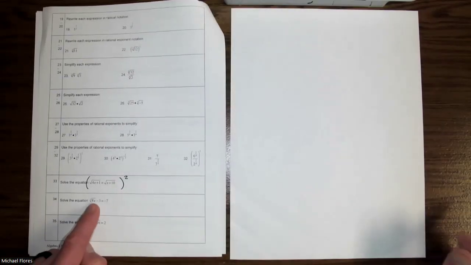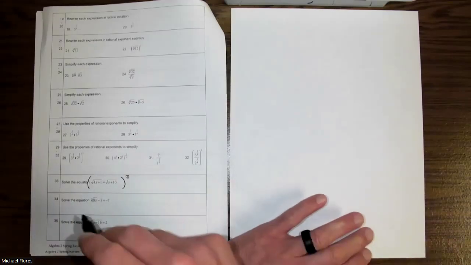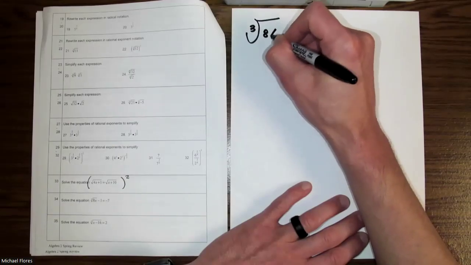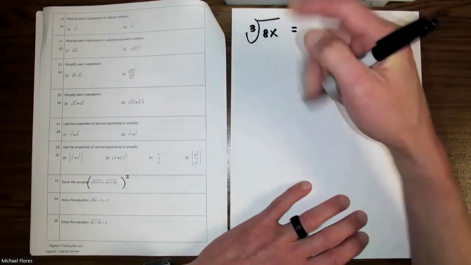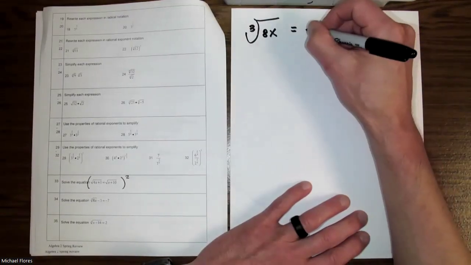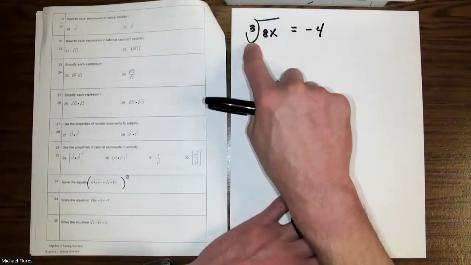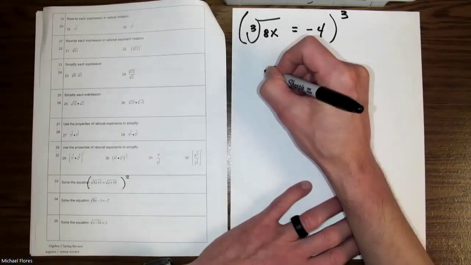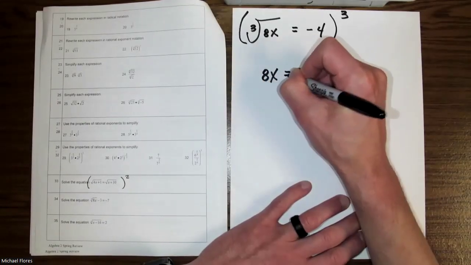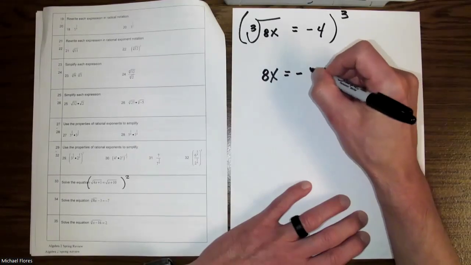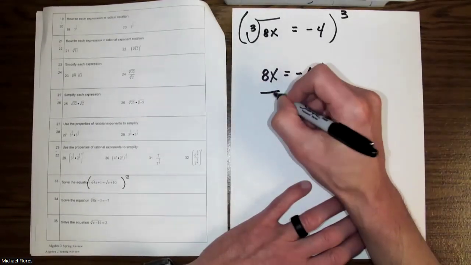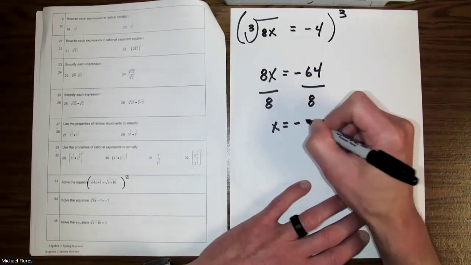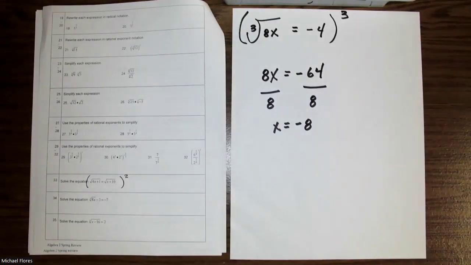Example 34, the cube root of 8x minus 3 equals -7. You're going to first add 3 to both sides. If I add over the 3, -7 plus 3 is -4. Okay, we need to eliminate that cube root by cubing both sides of the equation. And -4 to the third power is -64. Divide away the 8. x equals -8.